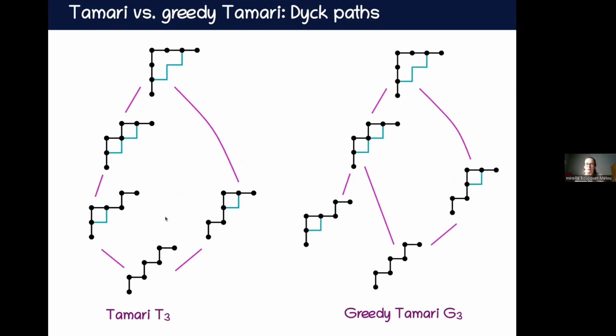So here are some examples. For instance, for Dyck paths, here is the usual Tamari order. Here is the greedy version. You see it's no longer a lattice. I have 2 minimal elements.